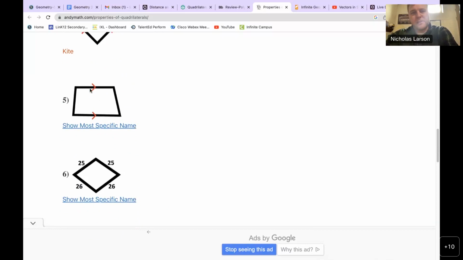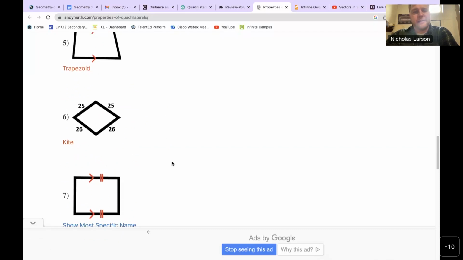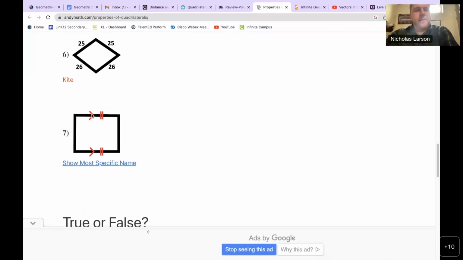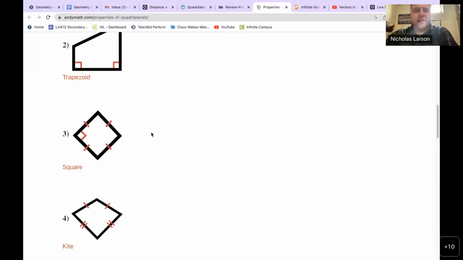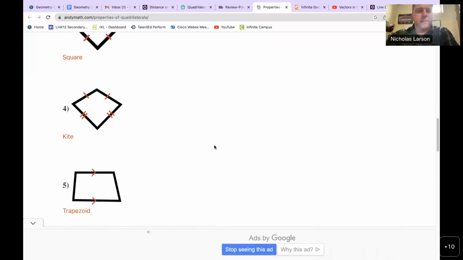If we think about what we just talked about, it's got one set of parallel lines. Well, that's going to be a trapezoid. And then this is congruent to this. This is congruent to this. That's going to be a kite. This symbolism here means this line is parallel to this line and this line is congruent to this line. So what's true if we have one set of parallel and congruent lines? I believe that's going to be a parallelogram.